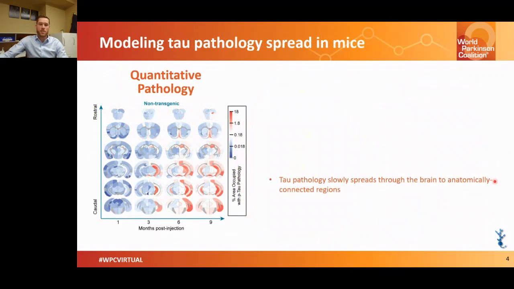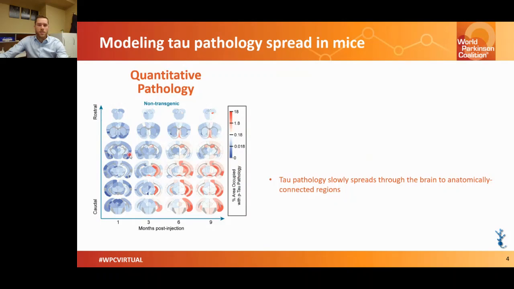Results of this project are shown here. Following those injections with misfolded tau, we quantify tau pathology throughout the brain at 1, 3, 6, or 9 months after injection. Blue denotes regions with minimal pathology, and red denotes brain regions with extensive pathology.